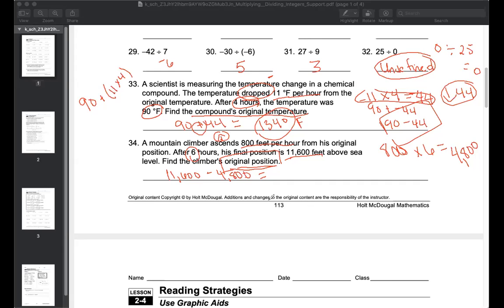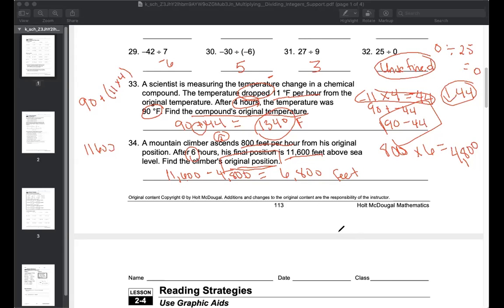So what's his original position then? What's this? 11,600 minus 4,800. What is that? Wow. That's 6,800. Okay. Oh, 6,800. All right. So that is correct.